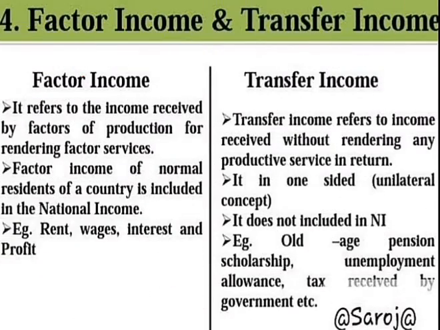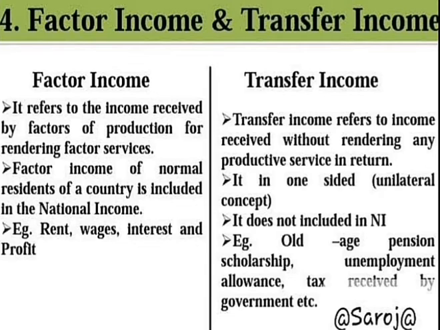So here we have a difference between the factor income and transfer income. Factor income refers to the income received by the factor of production for rendering factor services. Factor income of normal resident of a country is included in the national income.